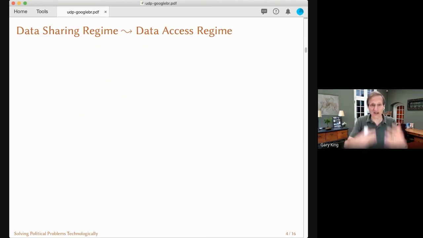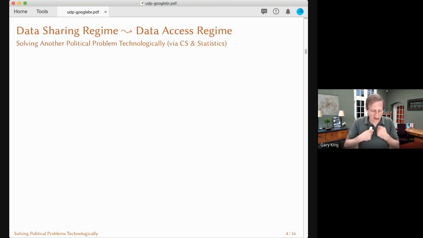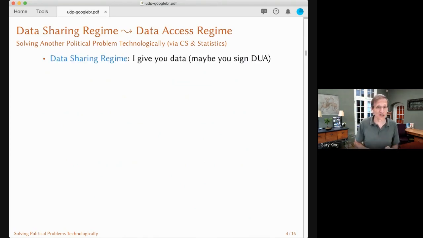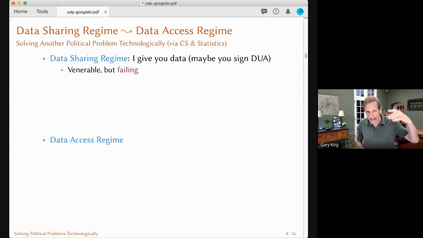So the way I think about it, just to give you this framework, is that there's a data sharing regime which we're going to switch to a data access regime. The data sharing regime is what we, the social scientists, have always lived under. It's another solution to a political problem via technological means. So the data sharing regime is, I give you data, maybe you sign a DUA, that's the whole thing. Then there's a data access regime. So let me just go back to the first one. This data sharing regime, as you probably well know, goes back a century, but is failing.